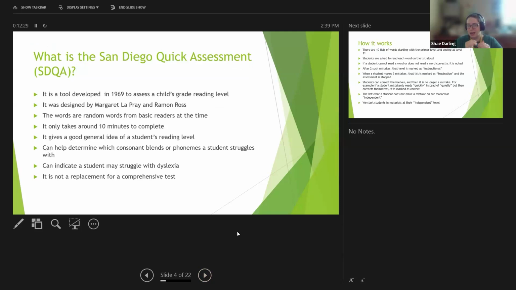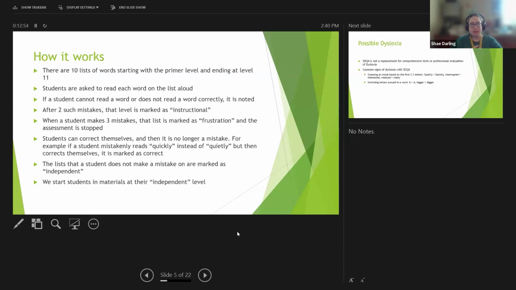It has been proven that it does give a general outline of where a learner's grade reading level is. It is also very helpful for seeing what phonemes, consonant blends, or sounds a student could struggle with. It may indicate a student is struggling with dyslexia, but it's not a replacement for a dyslexia test. But for example, if you have a student, I'll skip that. Sorry, jumping ahead. There are 10 lists of words starting with primer level, ending at 11th grade.